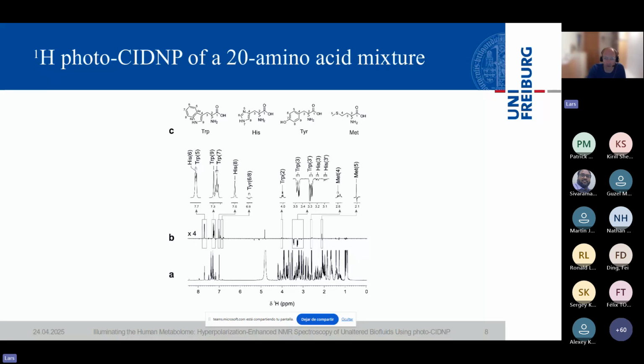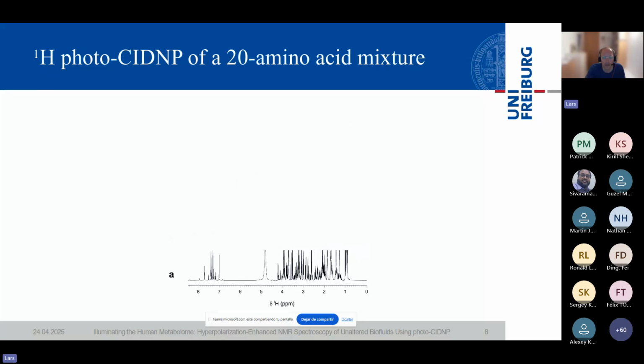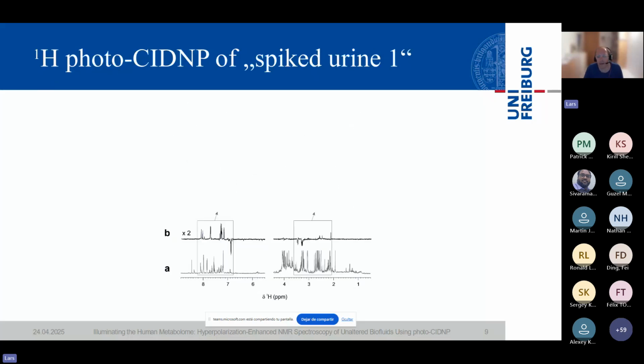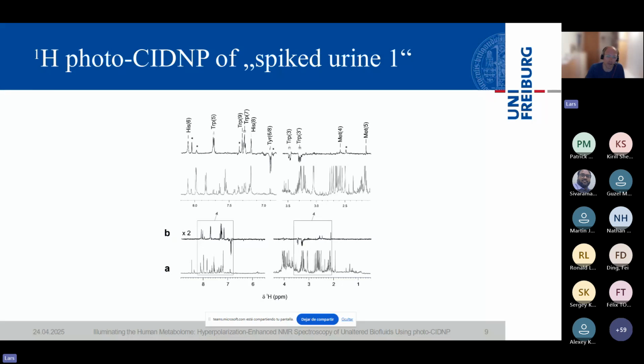Right, so this was quite successful for us, we thought, and the next step was then to change the matrix of our sample and go for a sample of human urine to begin with, as a good test sample for our purposes. What we then did was we spiked the sample with these 4 amino acids, which we knew are potentially polarizable with the photo-KIDNAP method, and we wanted to see if this complex background had any effect on the generation of the hyperpolarization. And this is the result.